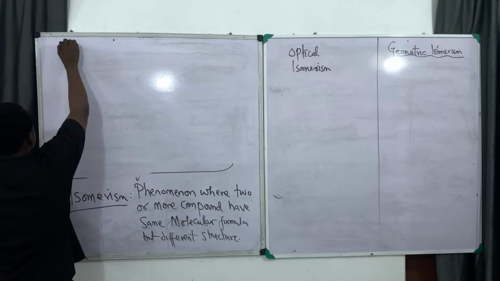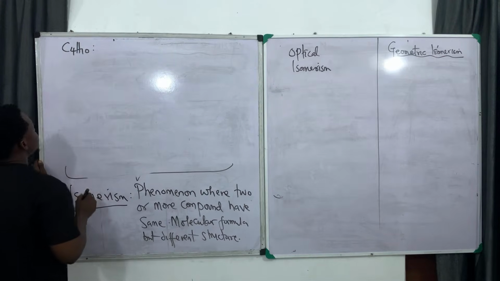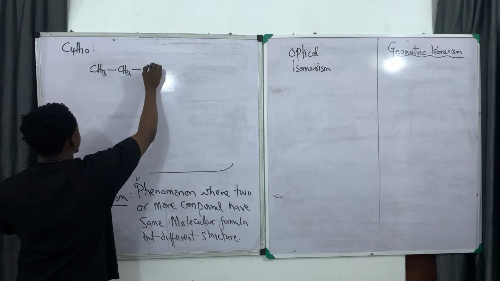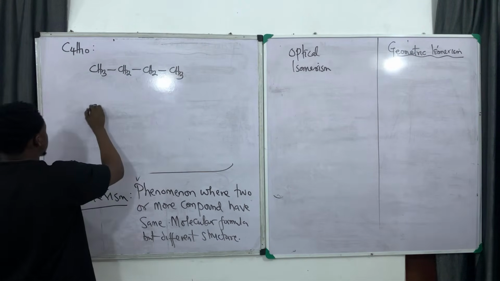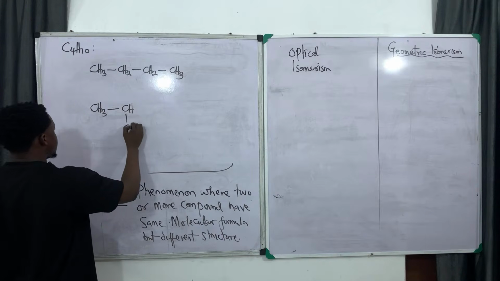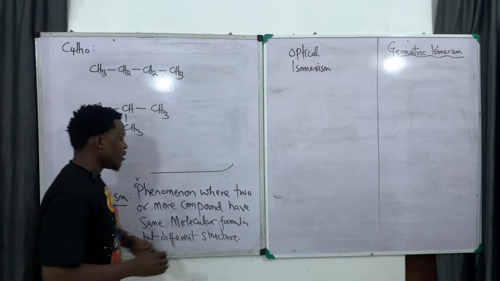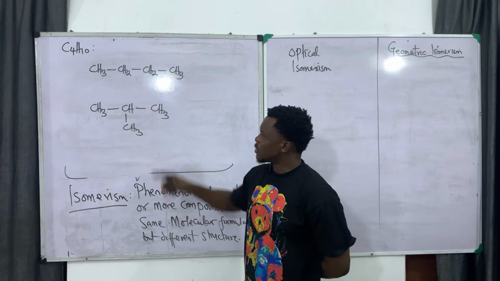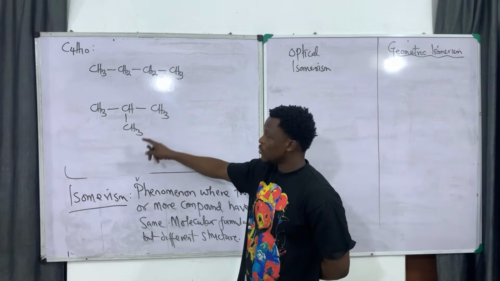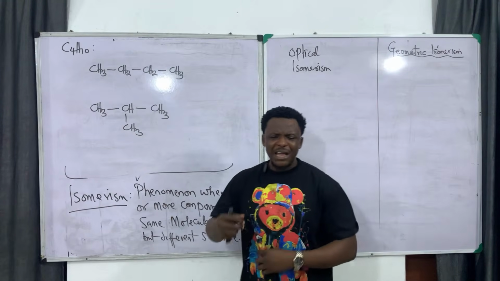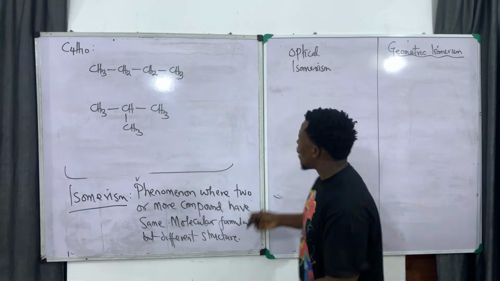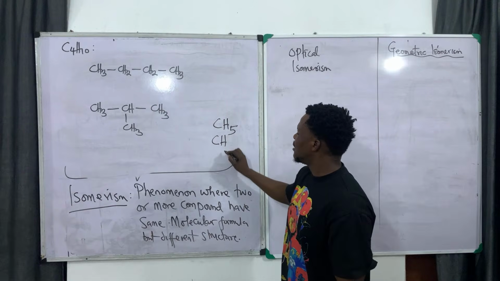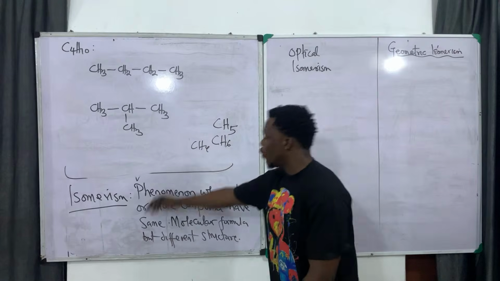Now let's say, for example, C4H10 has two structures. We have the first one. Guys, have you ever asked yourself, why is it that whenever you're writing a compound, some carbon will have 3 hydrogens, some will have 1, some will have 2? Why is it that you can never see CH5 or CH6? Why is it always CH4 and below?